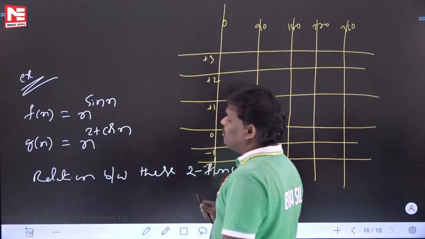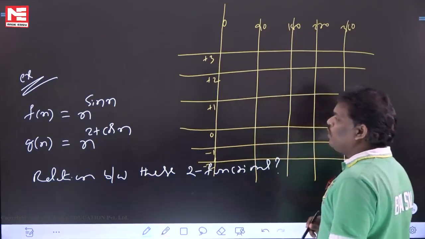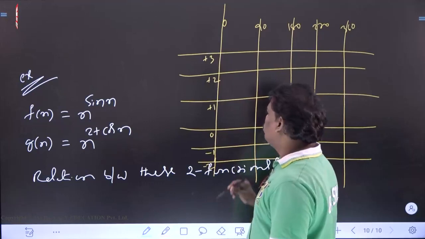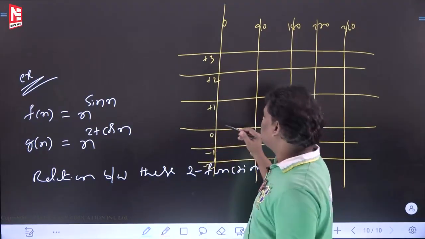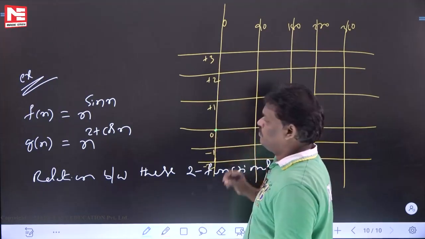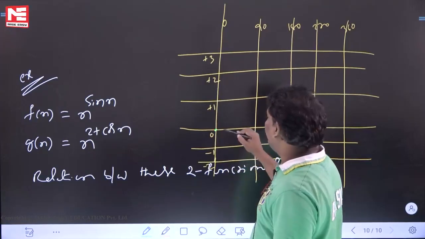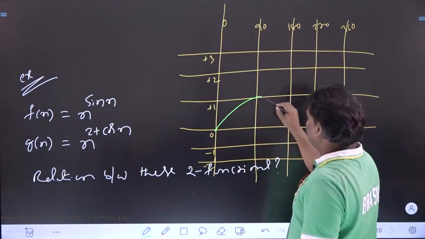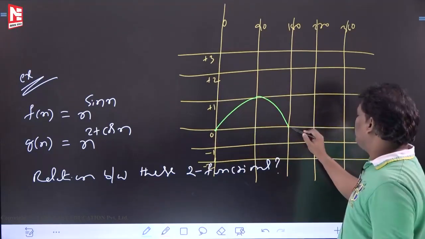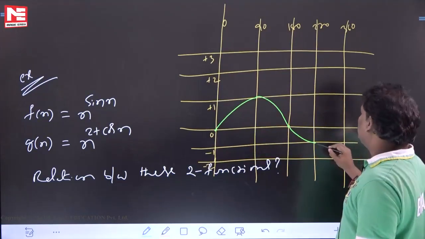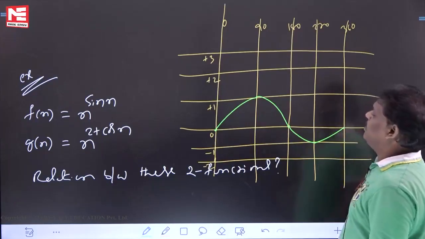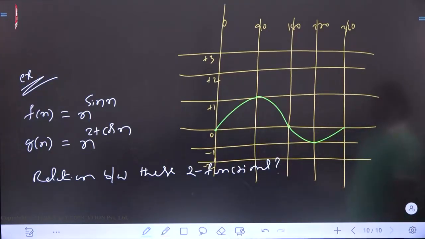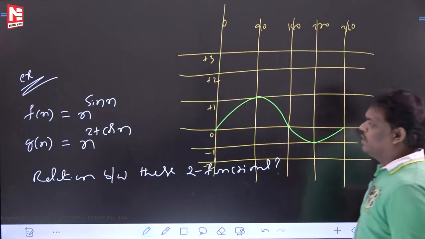Let's start now because our bases are the same. Compare only powers: sin n versus 2 plus cos n. Let's start now. What is sin 0? 0. Next one, sin 90, 1. Sin 180, 0. Sin 270, minus 1. 360, 0. Like it is a sine wave. So it is the F of n. F of n is almost like a sine wave only, because we are comparing only powers.